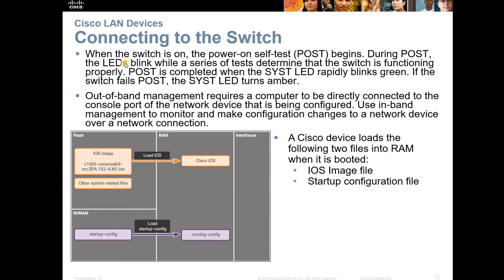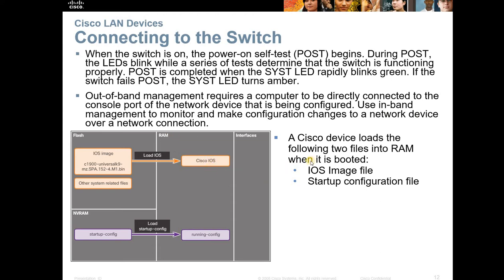Connecting to the switch: when the switch is on, the power-on self test, POST, begins. During the POST, LEDs blink while a series of tests determine whether the switch is functioning properly. POST is completed when the SYST LED rapidly blinks green. If the switch fails POST, the SYST LED turns amber. Out-of-band management requires a computer to directly connect to the console port of the network device that is being configured. Use in-band management to monitor and make configuration changes to a network device over the network connection.